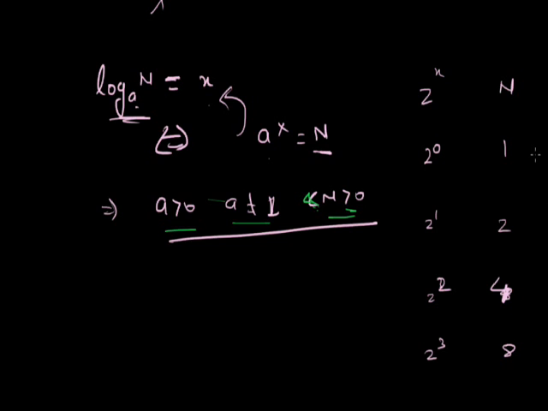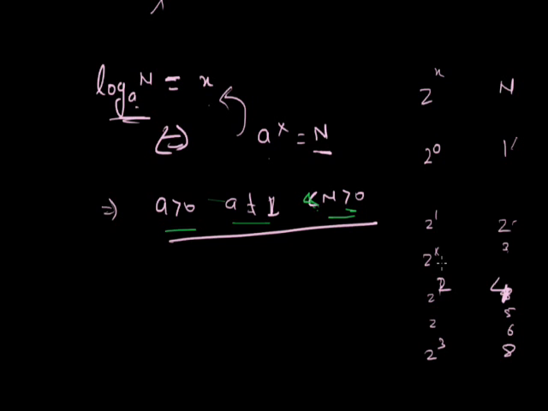That is the integer form. I'm getting the values 1, 2, 4, 8. What about the values in between, like 3, 4, or 5, 6? The value 3 here is 2 raised to power x. This x must be between 1 and 2. And for 5 and 6, x is something between 2 and 3.